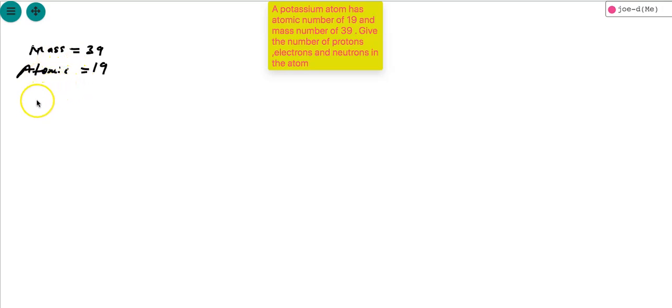Now we are required to determine the number of protons in this atom. We don't know. They also want us to find the number of electrons in the atom. We also don't know. And the number of neutrons.